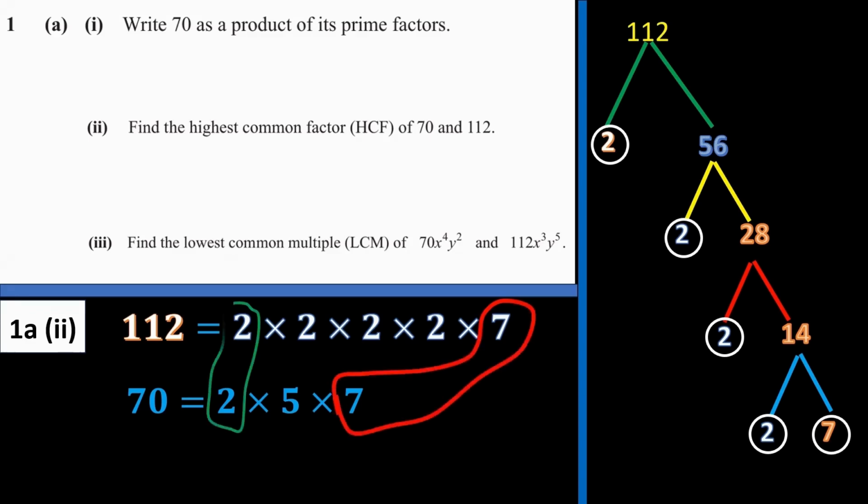We'll pick them up. These are kind of an intersection. The numbers common, they will act as the highest common factor, the product of these two numbers. So the HCF of 112 and 70 will be 2 times 7. That gives us 14. So 14 is the HCF of 70 and 112. Hope this solution is clear enough.